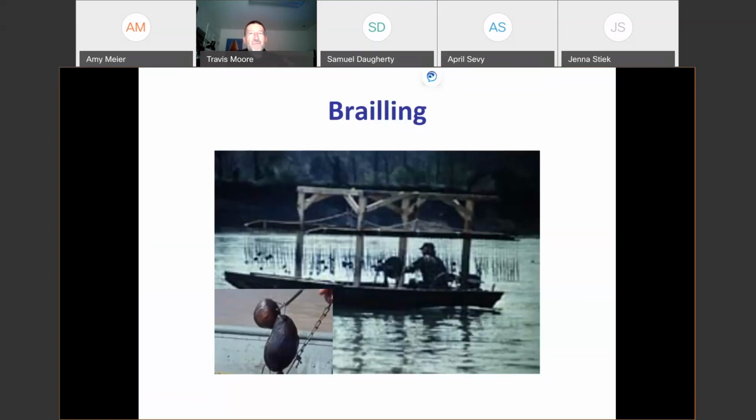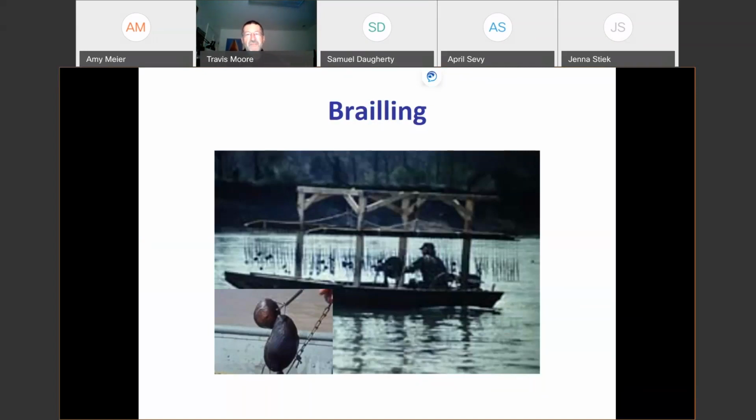So one of the traditional methods that has been used on our big rivers historically is a mussel brail. These are called brails, or crowfoot bars. It's basically a long bar, and hanging from it are a series of crowfoot or brail hooks. They'll have three or four prongs to them.